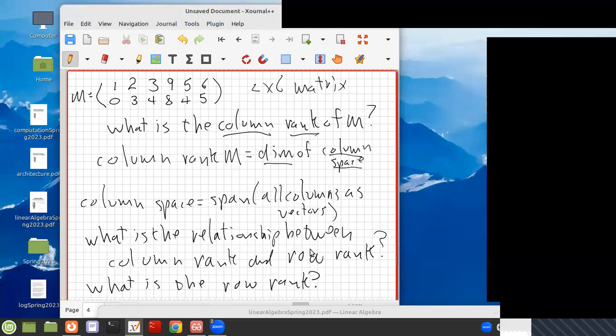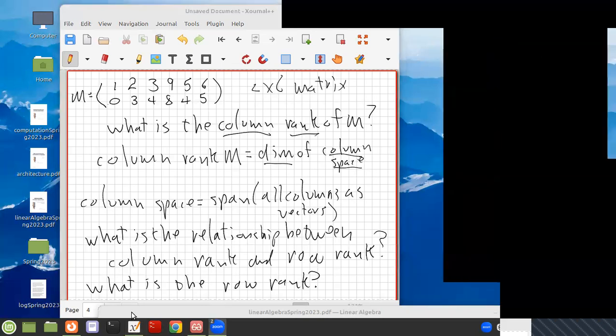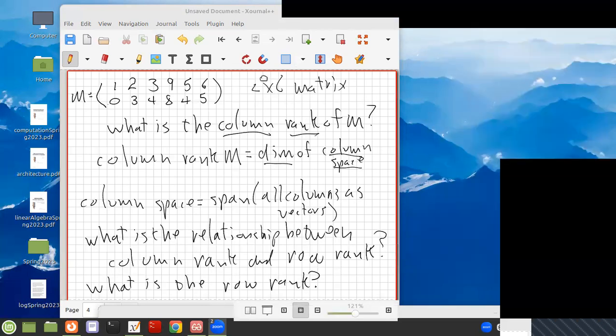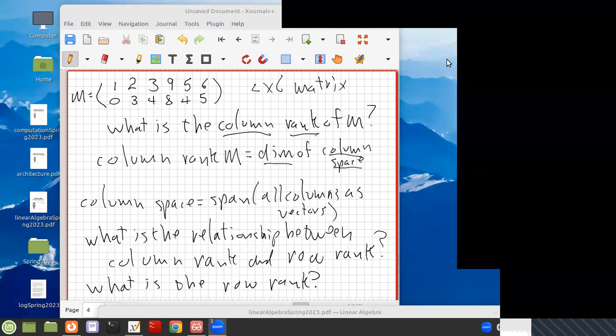So how do you find the row rank of a matrix? Shruti disappeared. That question was too much for her. Probably had other issues, probably Zoom issues. We'll probably rejoin.